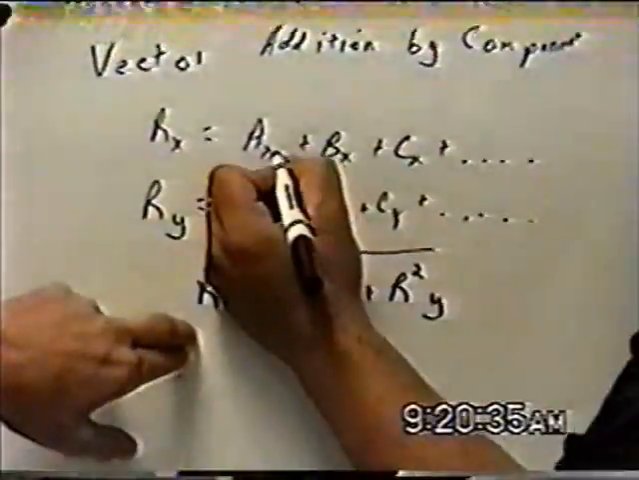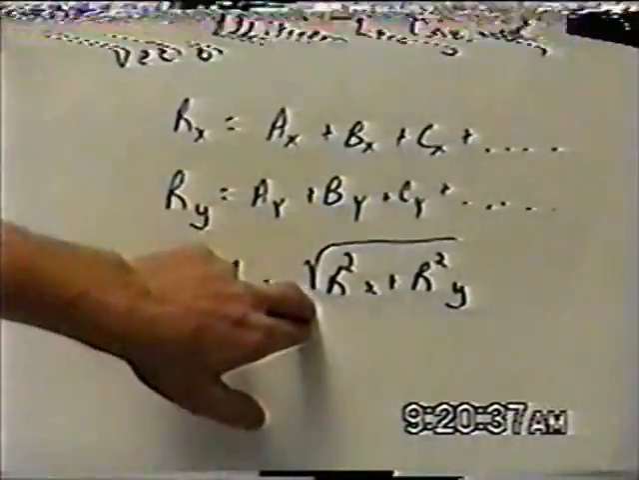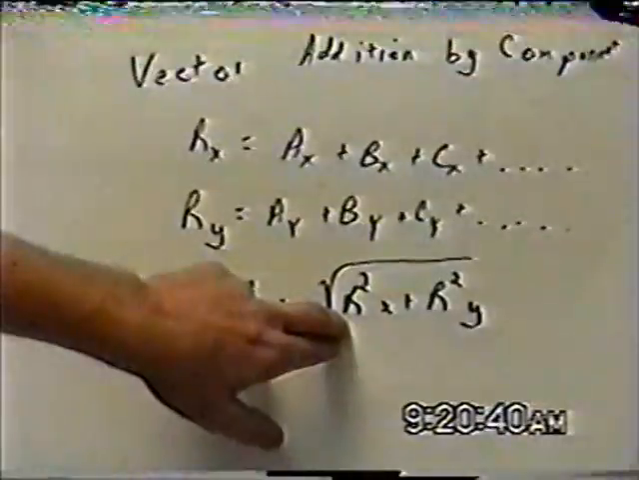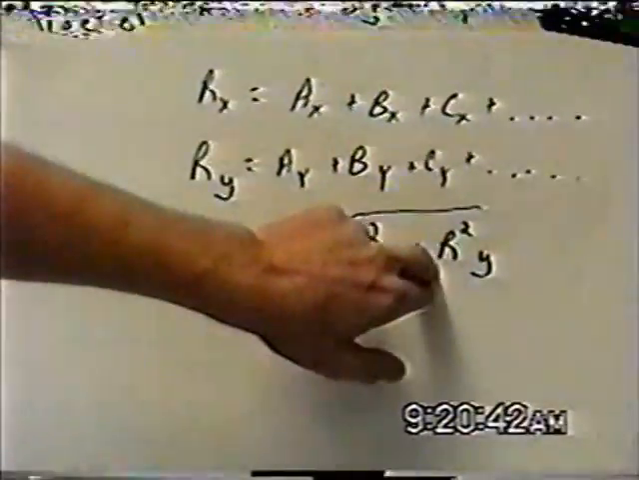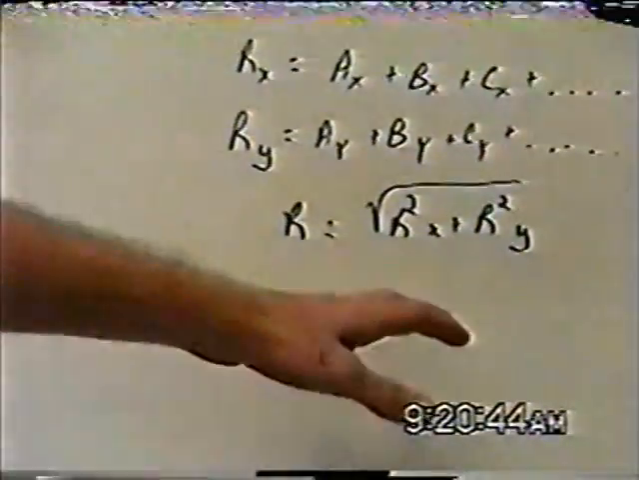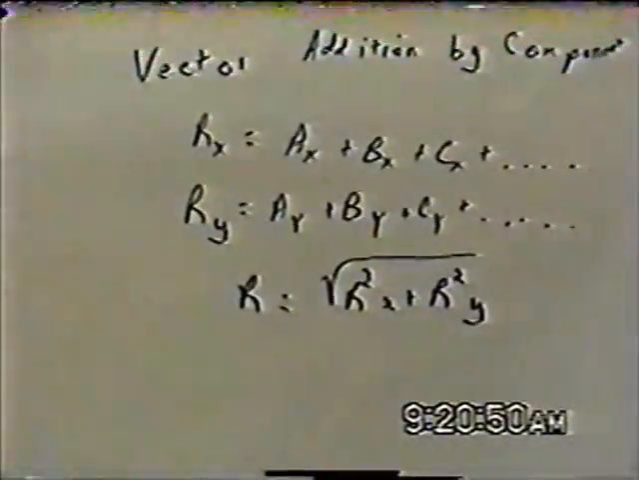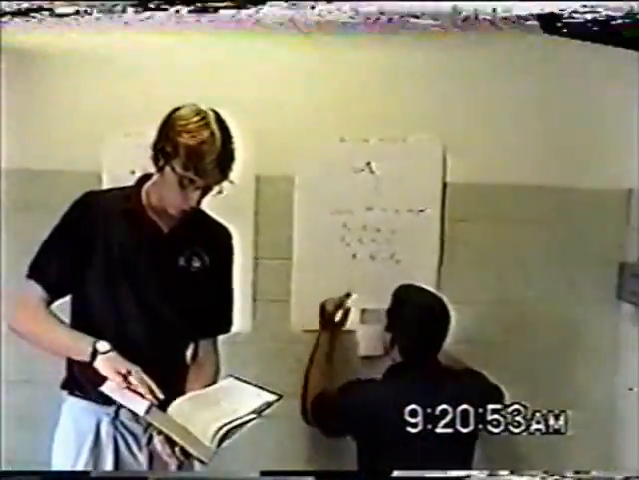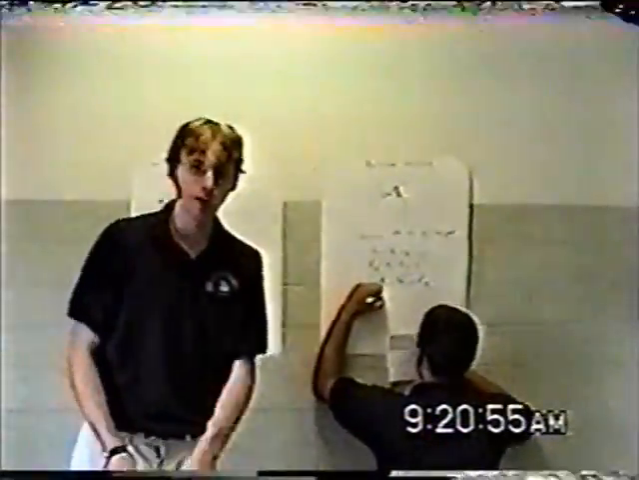You can find the resultant by taking the square root of r sub x squared plus r sub y squared. That will give you your resultant vector with vector addition by components. The last section we will talk about is projectile flight.